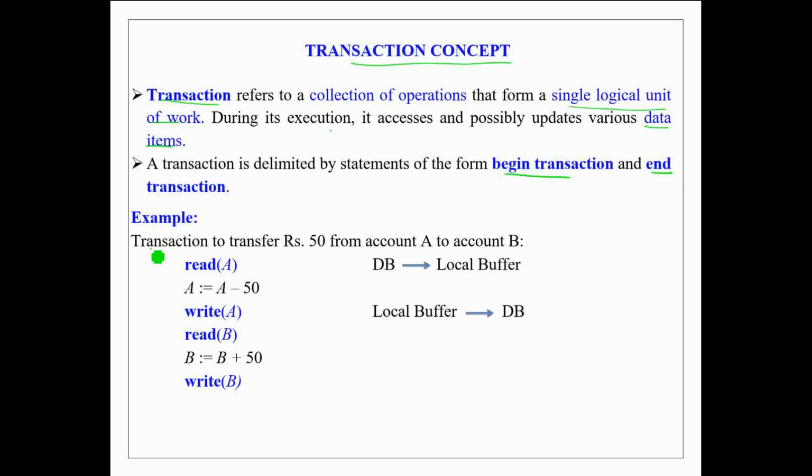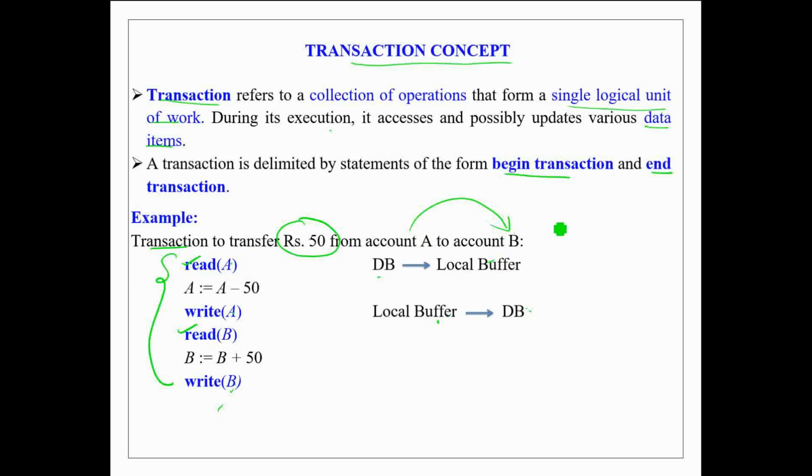Here, an example for a transaction is shown which transfers rupees 50 from account A to B. It performs these collections of operations to achieve the single unit of work, that is, transfer of rupees 50 from account A to B. Here, the read operation transfers the values of the corresponding data items from database to a local buffer, and the write operation transfers the values of the data items from local buffer to the database.